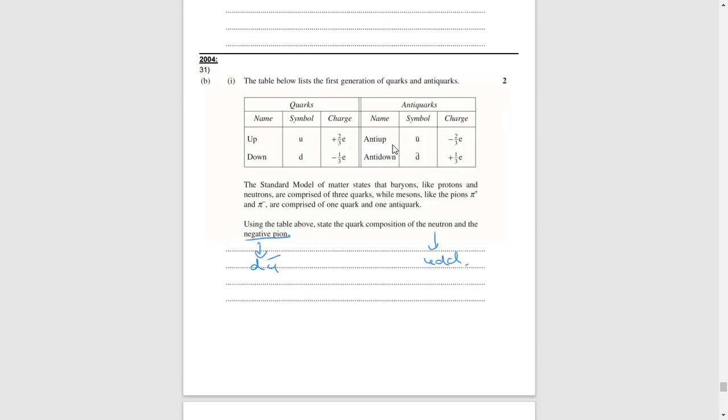As I mentioned before, you do need to know the composition of neutron and proton. We did not memorize the composition of pion here. We worked it out on the spot by focusing on the fact that it's negative and that it is a meson, as stated.